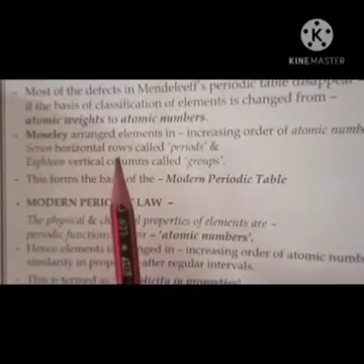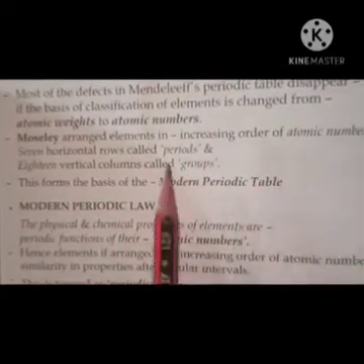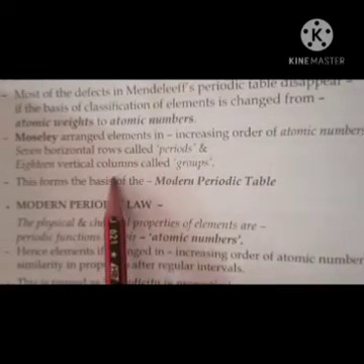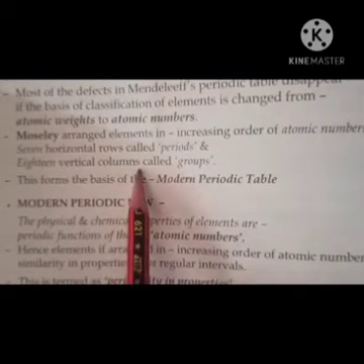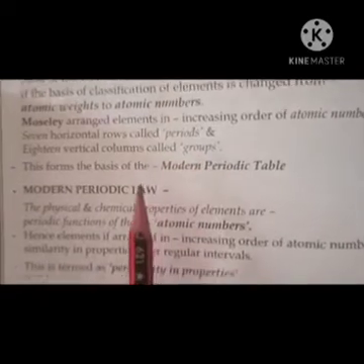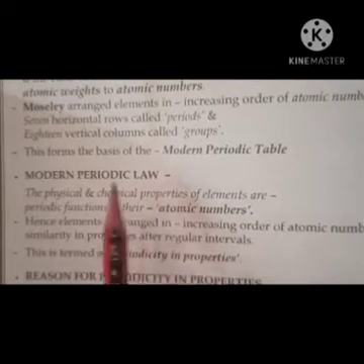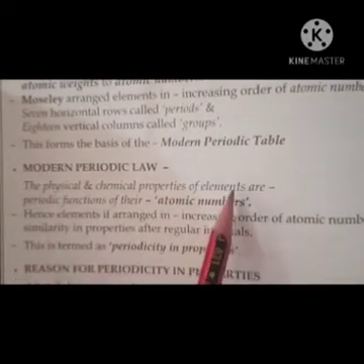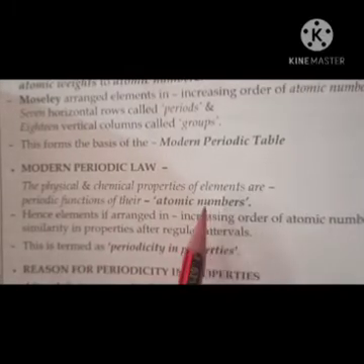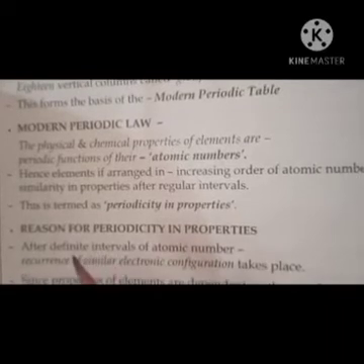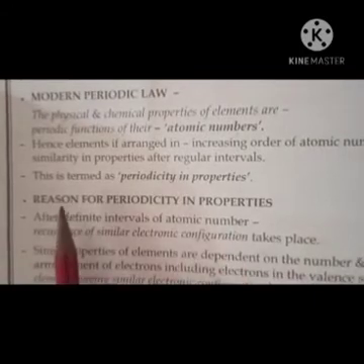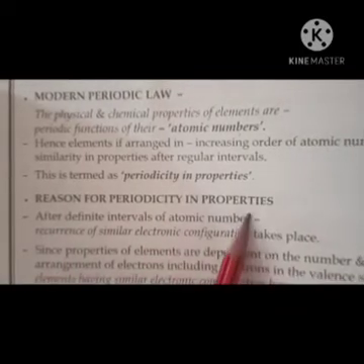He arranged the elements in increasing order of atomic number, and made 7 horizontal rows, which he called periods, and there are 18 vertical columns in the periodic table. These columns are called groups. And he gave the modern periodic law: the physical and chemical properties of elements are a periodic function of their atomic number. Periodic function means that when any property, whether chemical or physical, repeats after a fixed interval of elements.